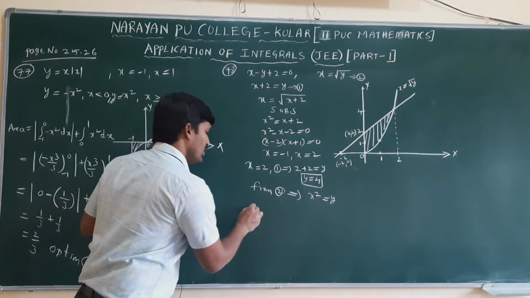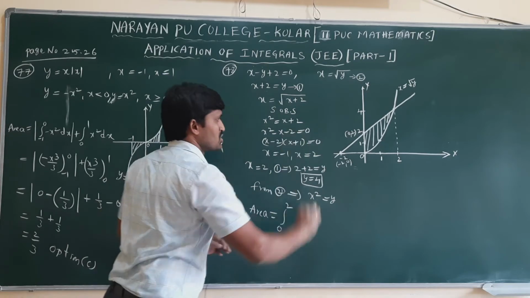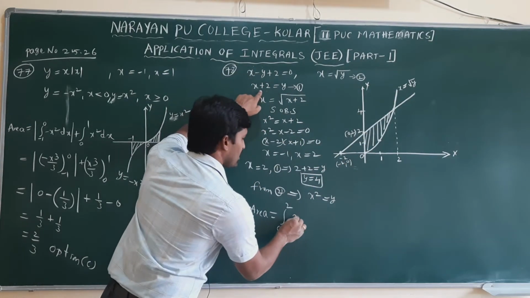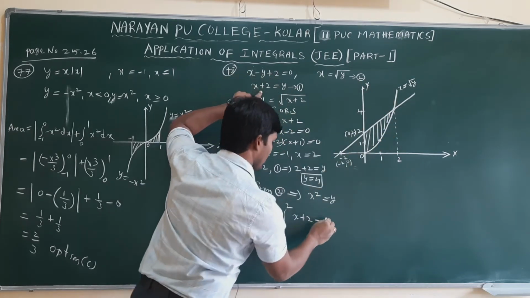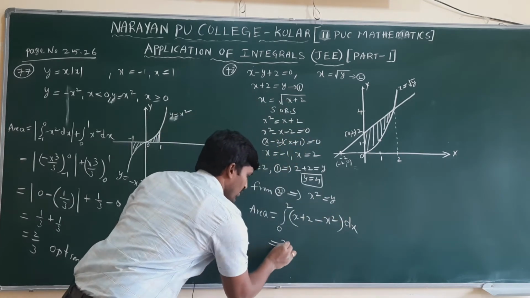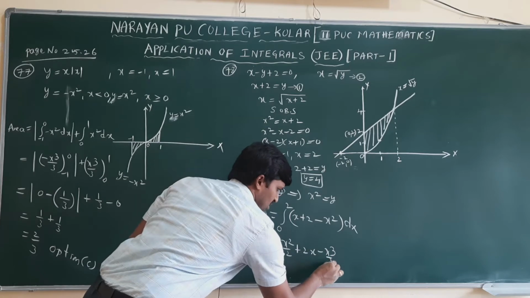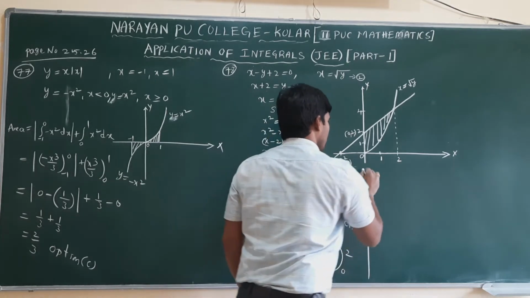Okay. Now, required area equal to, from where to where? 0 to 2. Upper is a line. The line equation we already know, what? x plus 2, minus the lower which is the curve. For the curve we already got y in terms of x: x square dx. Now x square by 2 plus 2x minus x cube by 3 from 0 to 2.